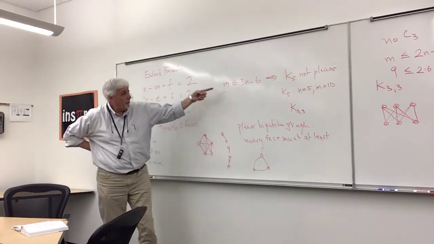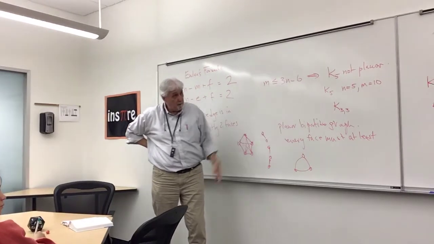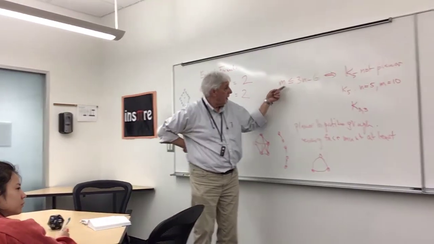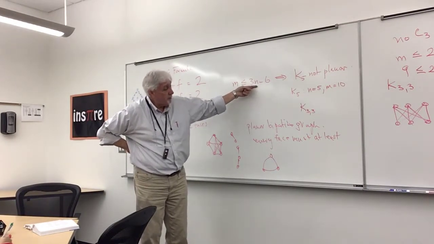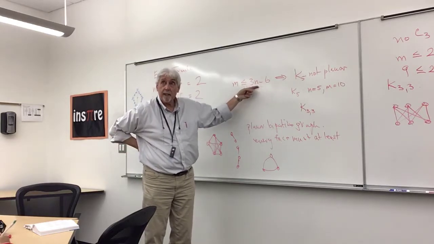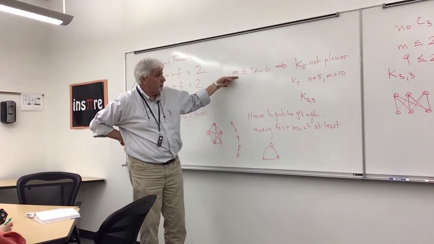The problem is that this would say that every face has at least 3 edges, it's a multigraph. So the number of edges has got to be less than or equal to 3 times n minus 6. 3 times 9 is 27, minus 6 is 21, which has got to be greater than or equal to the number of edges.